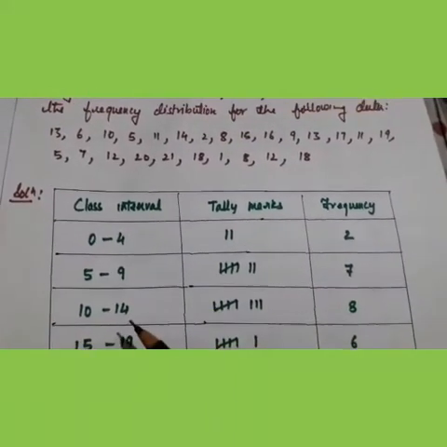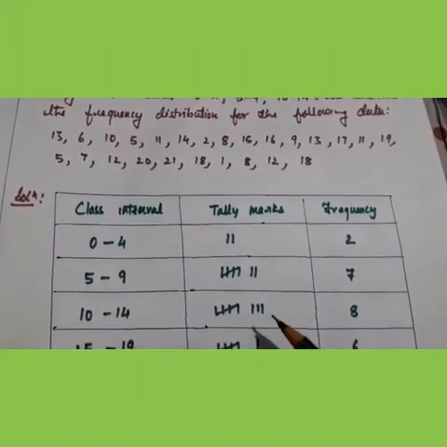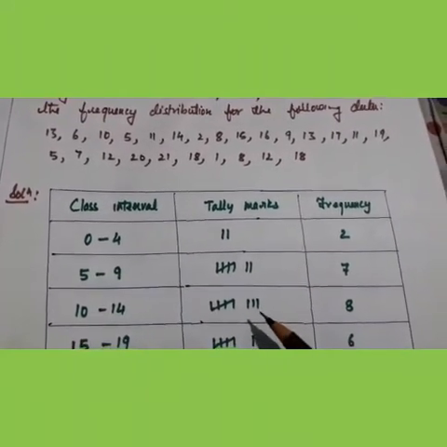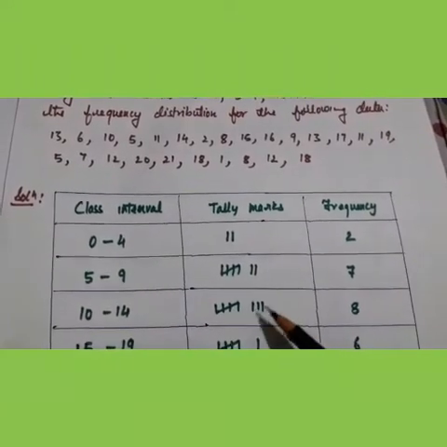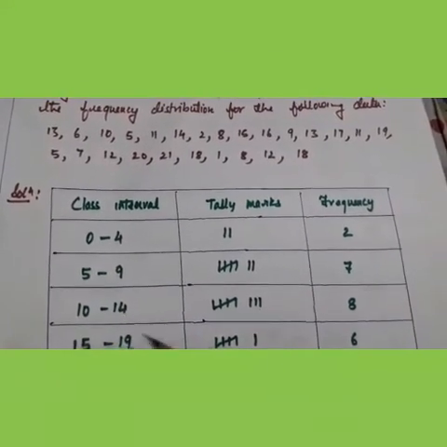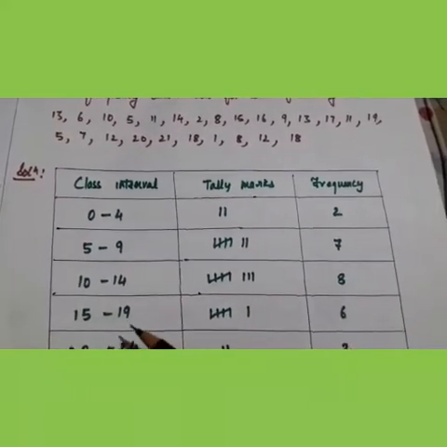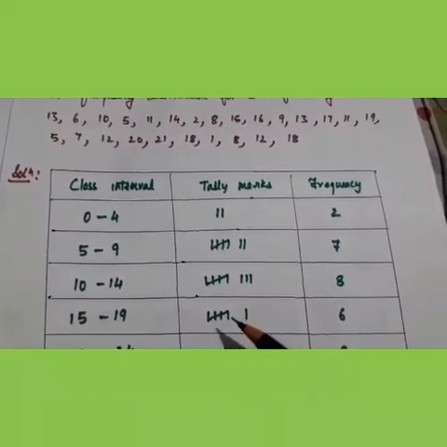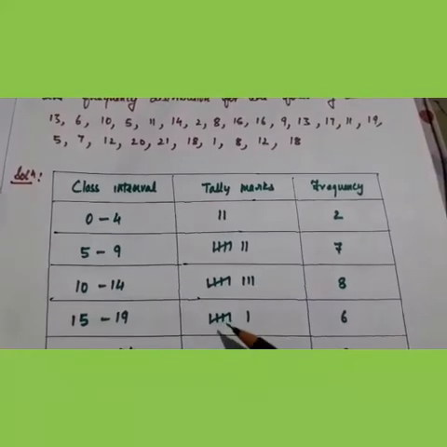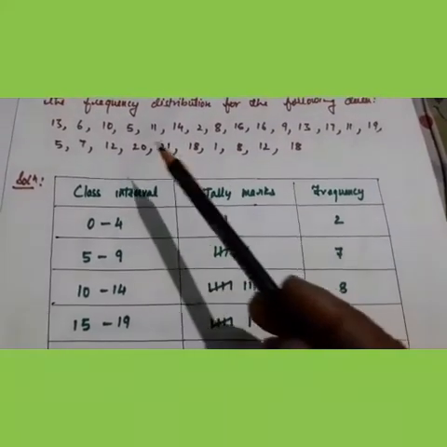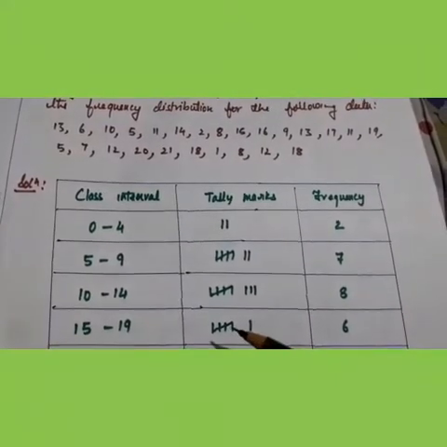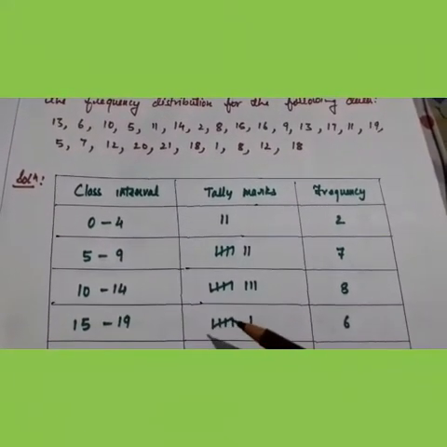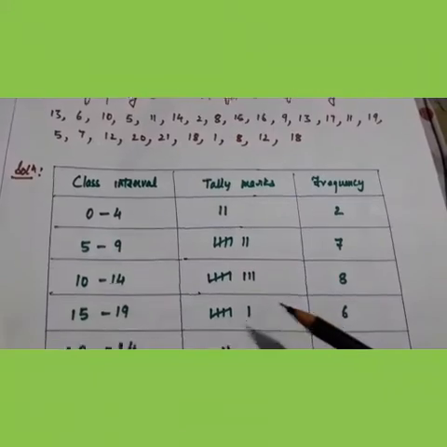Similarly for 10 to 14, if you find, you get the numbers are 8. So 1, 2, 3, 4, 5, then 6, 7, 8. There are 8 numbers between 10 to 14. Again between 15 to 19 we have 6 numbers. So 1, 2, 3, 4, 5. We see the numbers from here between 15 to 19. Draw one line for that. Now 1, 2, 3, 4, 5, 1, 6.